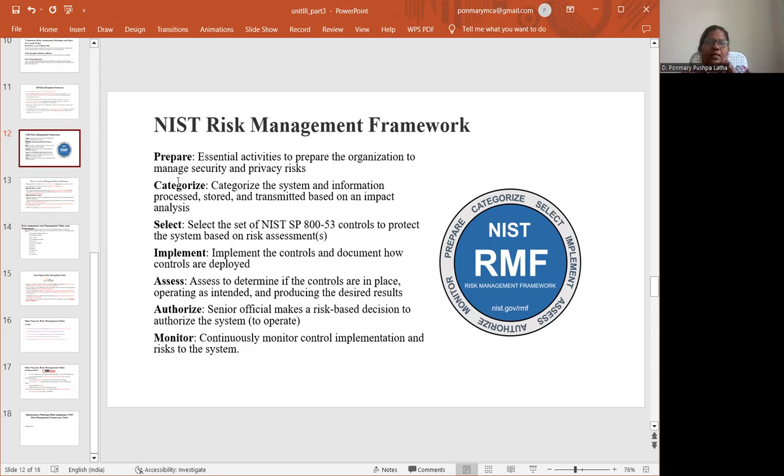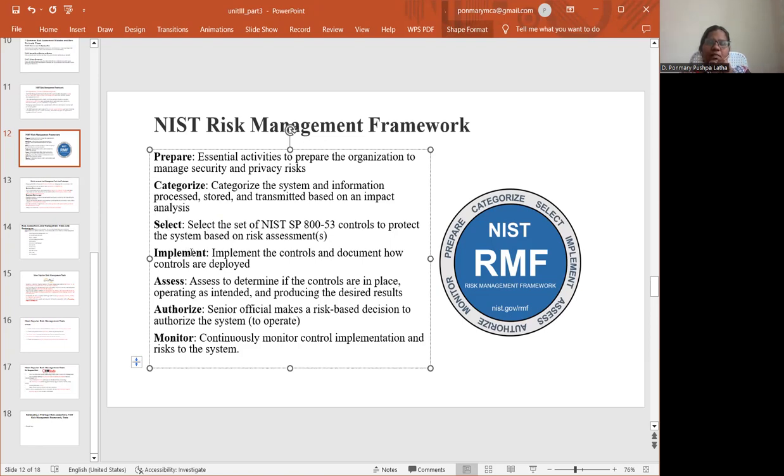The second one is categorize. The security-related issues can be categorized. An educational institution will have different security, and companies will have different security, so that has to be categorized. The third one is select, which controls you are selecting to protect the things.